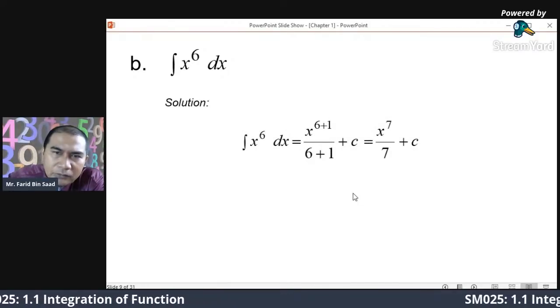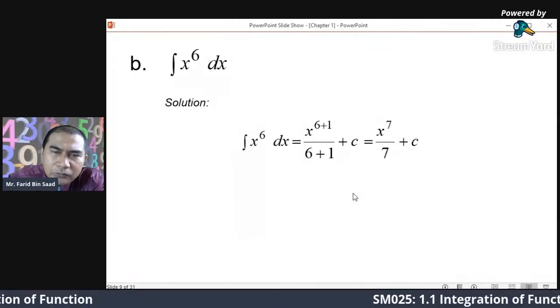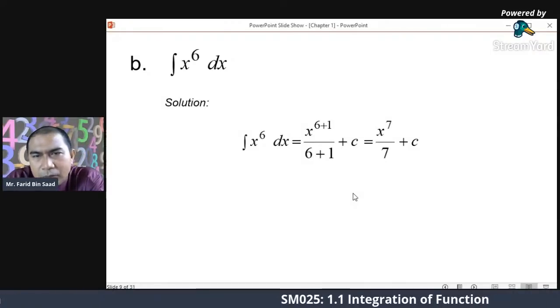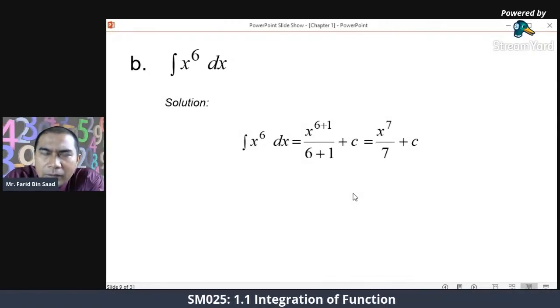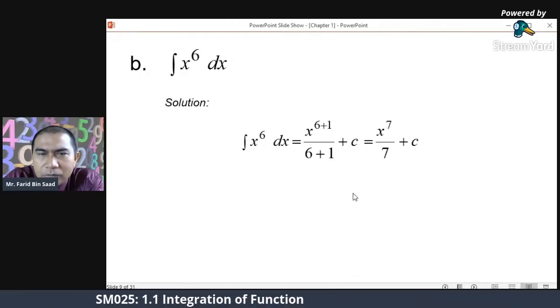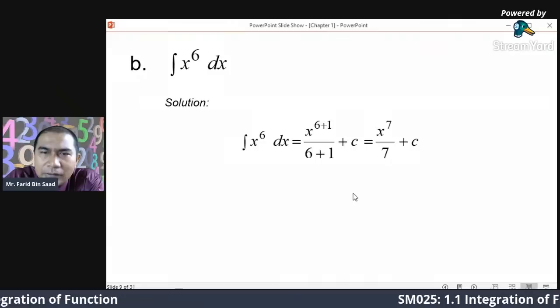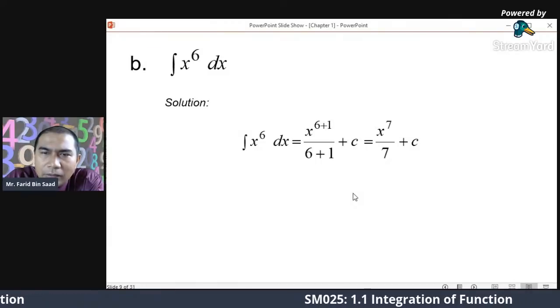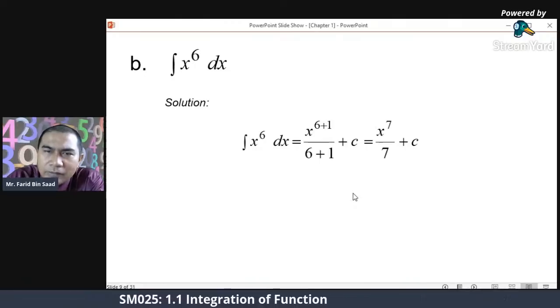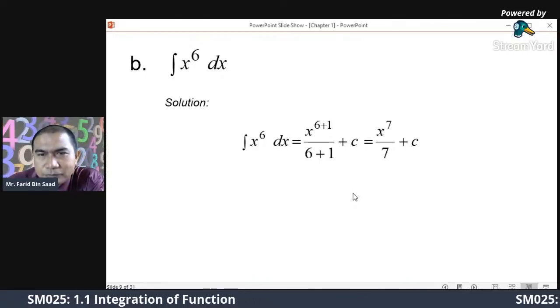Okay, so this one we use the second basic rule, where we add 1 to the power and divide by the new power. So that means x power 6 plus 1 divided by 6 plus 1 plus c. So we simplify it to x power of 7 divided by 7 plus c.